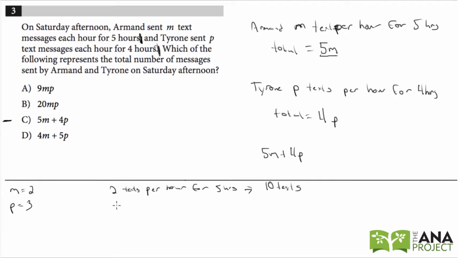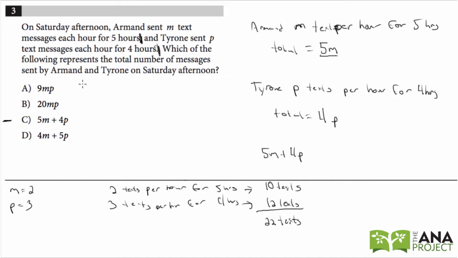And Tyrone sent P text messages, which is 3. We said P equals 3 texts per hour for 4 hours. So 3 times 4 is 12. The total number of texts is 10 plus 12, which is 22 texts.